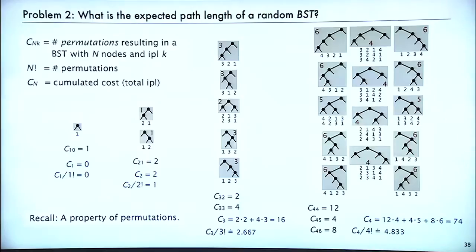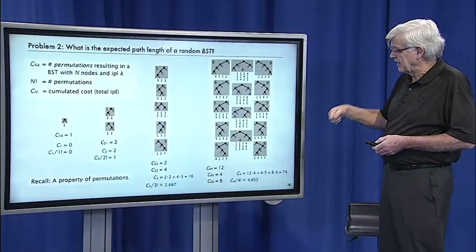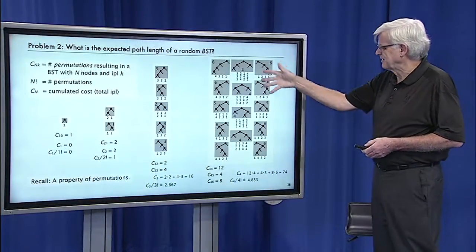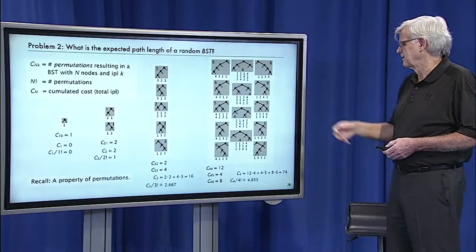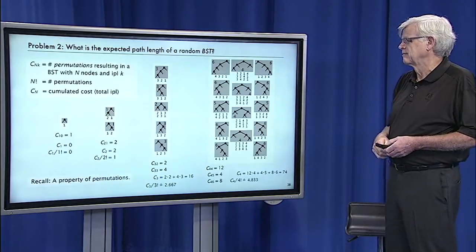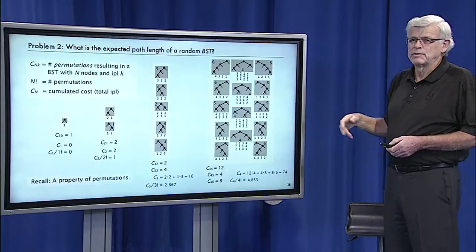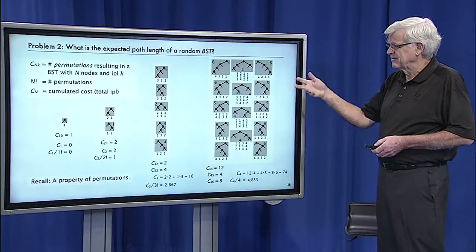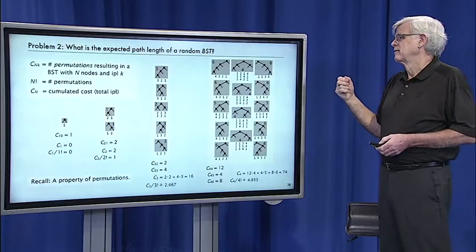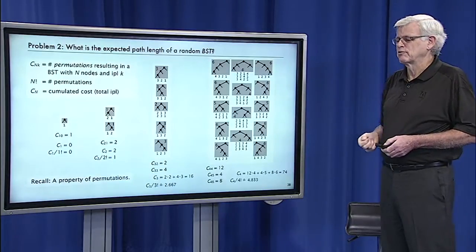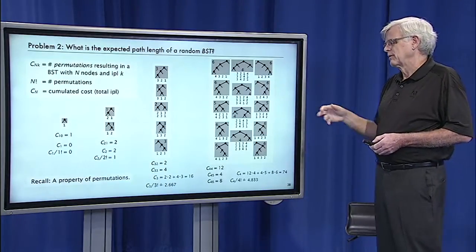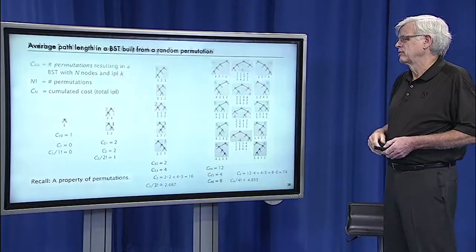So the total internal path length of the trees that you get from all of the 24 permutations is 74. If you divide that by 24, you get 4.833, which is less than what you get for Catalan trees because the balanced ones are much more likely. That's the same setup, and now we can use analytic combinatorics in the same way to analyze the path length of binary search trees and get a comparison, showing us the difference between these 2 models.